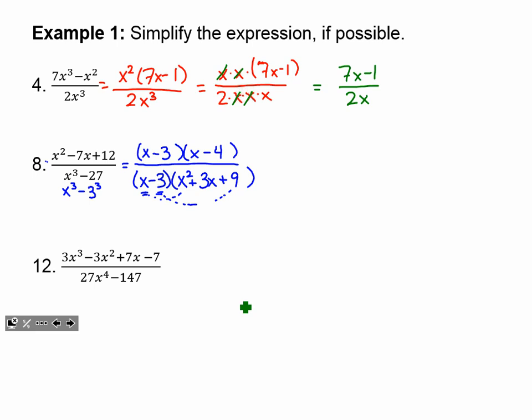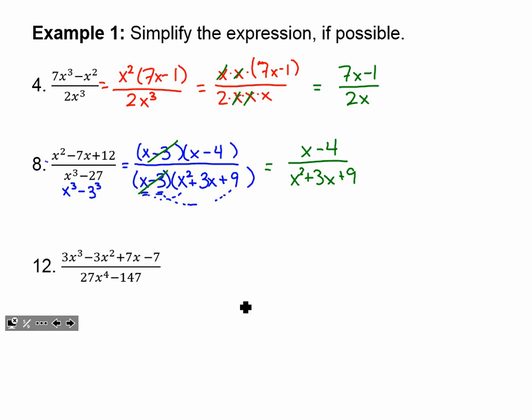That is factored completely. We cannot do anything with the x squared plus 3x plus 9. That is unfactorable. But we do see that we were able to set up a factor of x minus 3 that did cancel. Final answer, x minus 4 over x squared plus 3x plus 9.